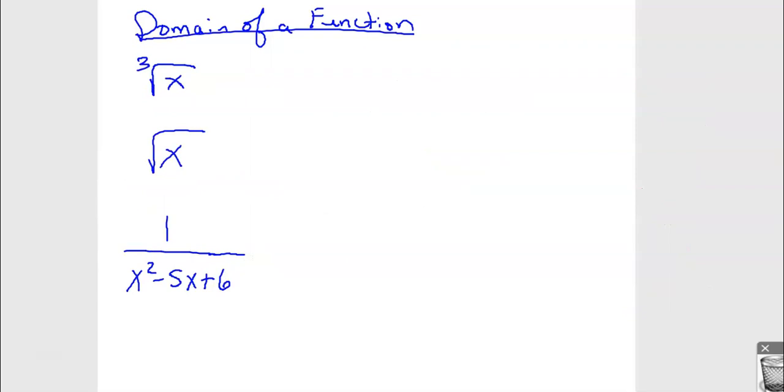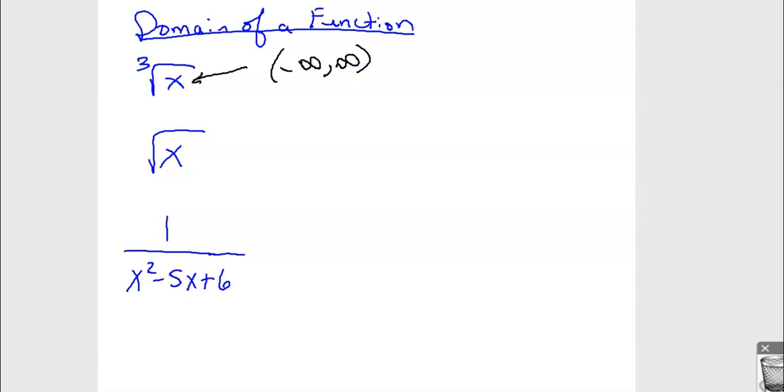All right, so let's look at some other examples. So here I have the cube root of x. So what can x be? Well, x can actually be anything on a cube root. It could be a negative number, a positive number, because I can take the cube root of something, and it doesn't make a difference if it's positive or negative. So this would be all real numbers, negative infinity to infinity.